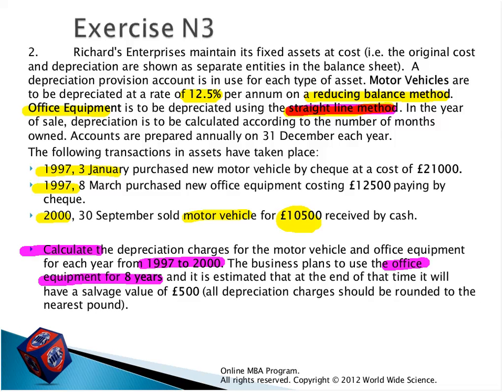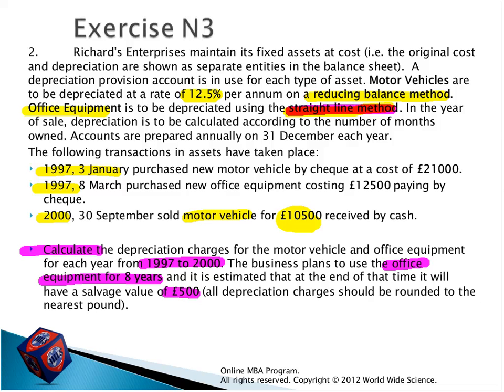You already know the original cost of your office equipment, how long you are going to use it, its useful life, and what method you have to use. It is estimated that at the end of that time, it will have a salvage value, some scrap value, which is £500. So, based on the formula, it would be very easy for you to make calculations. Just take the original cost of the office equipment, deduct its salvage value, then divide by the useful life, which is 8 years. So I'm already explaining the steps to you.